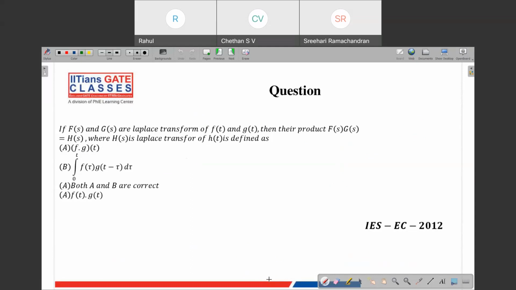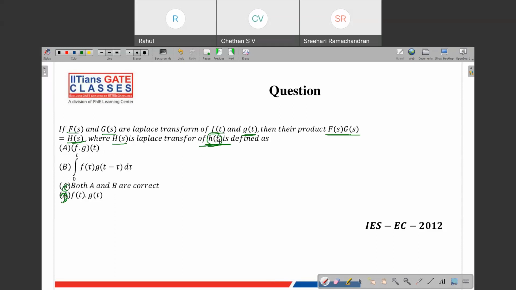Okay, so again, this is an IES problem. We have signals F of s and G of s, and these two are the Laplace transforms of the time domain signals f(t) and g(t), and their product is given as F of s into G of s equal to H of s. Here H of s is the Laplace transform of h(t). We need to find out the correct expression of this h(t).